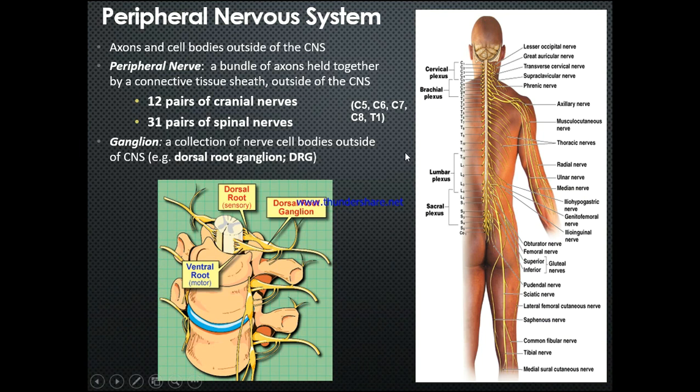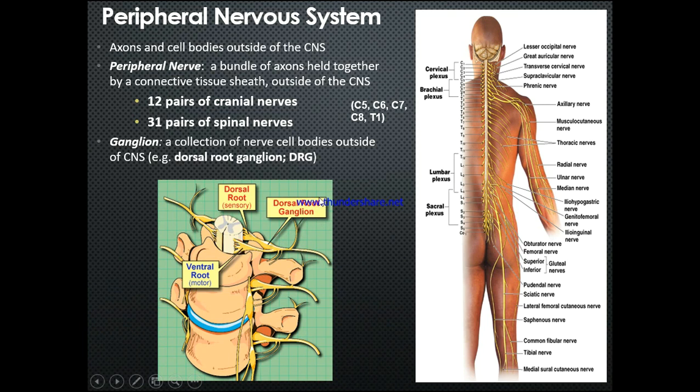So the peripheral nervous system, we've got axons and cell bodies outside of the CNS, and then the peripheral nerve itself is a bundle of axons which is held together by a connective tissue sheath outside of the central nervous system. There's 12 pairs of cranial nerves, and there's 31 pairs of spinal nerves, and then a ganglion is a collection of nerve cell bodies outside of the central nervous system, and this is an important point because we're going to consider something called the dorsal root ganglion, which we can see here.